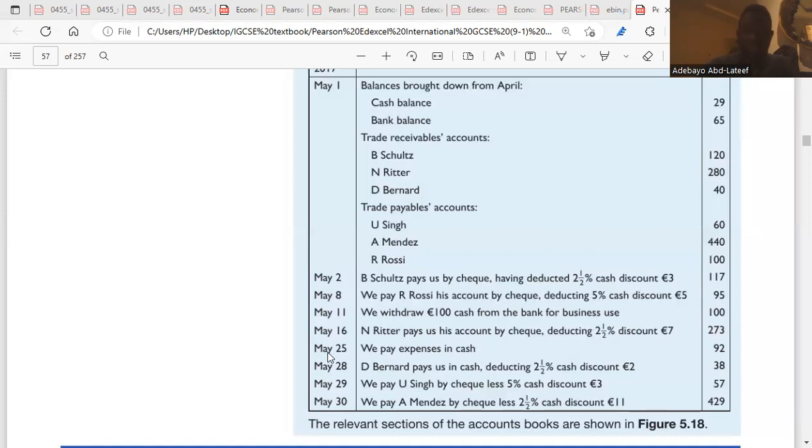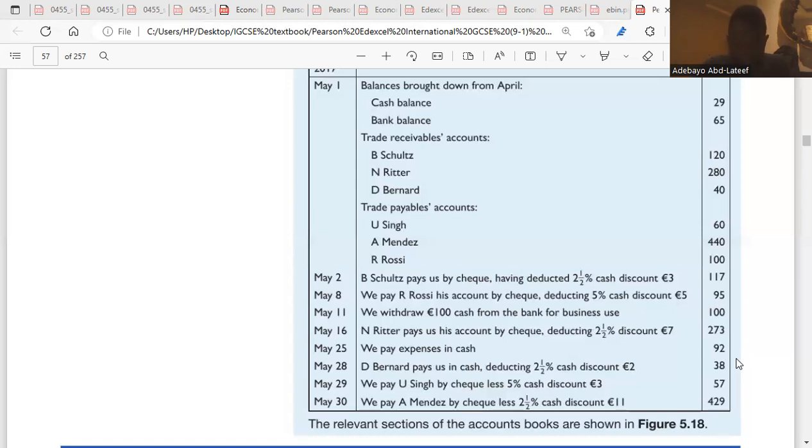Then May 25, we pay expenses in cash. That means we make payments in cash. So that payment is going to be on the credit side of our cash book, the amount 92. So you write expenses 92 under the cash column on the credit side of your cash book.